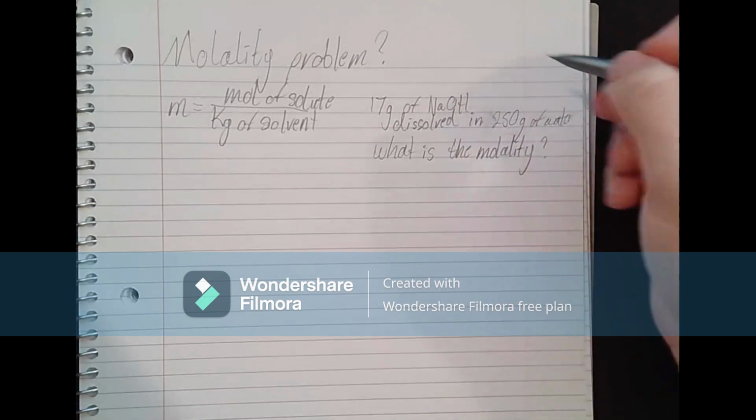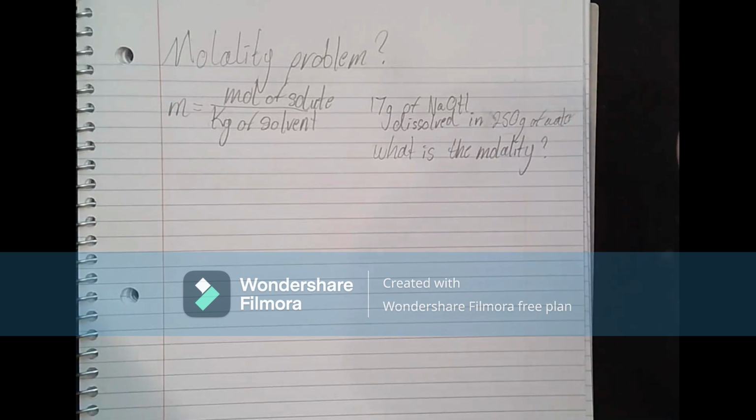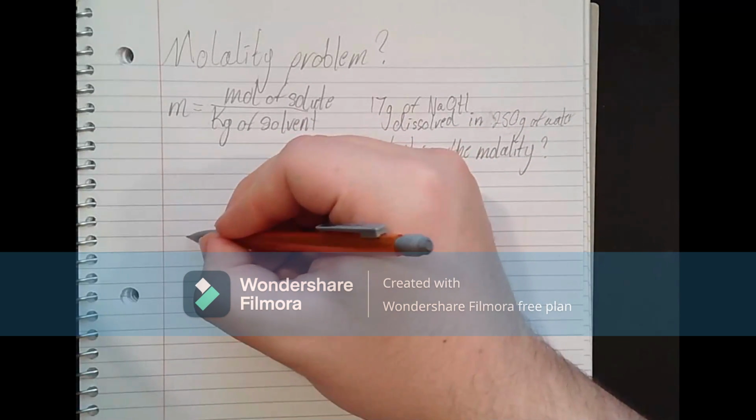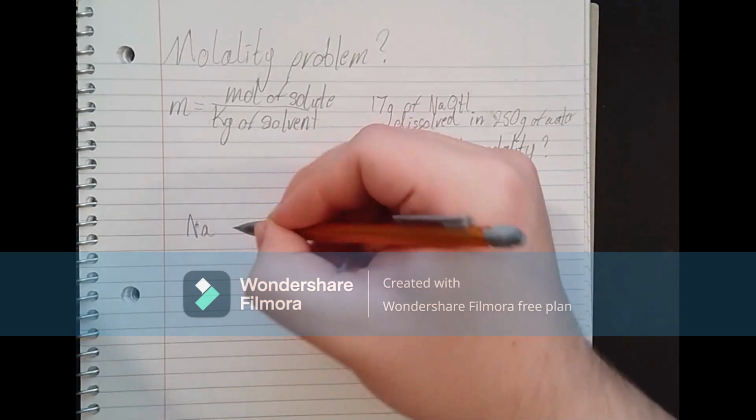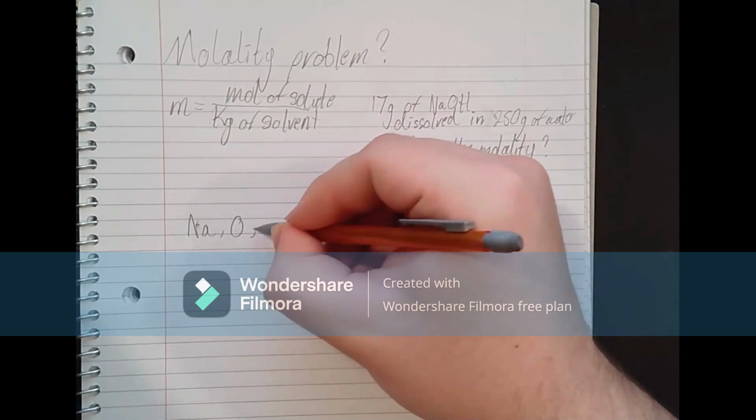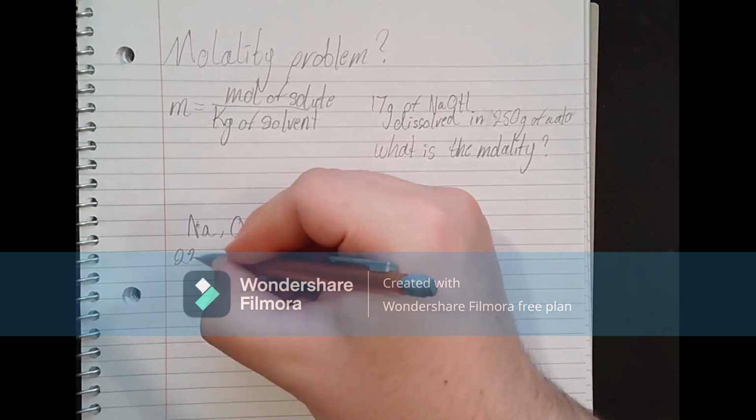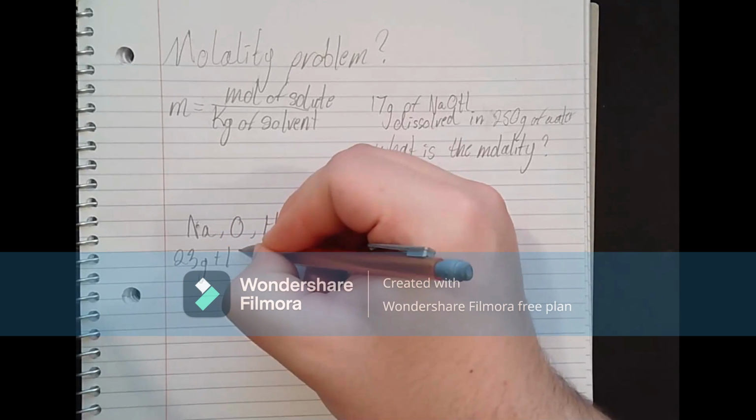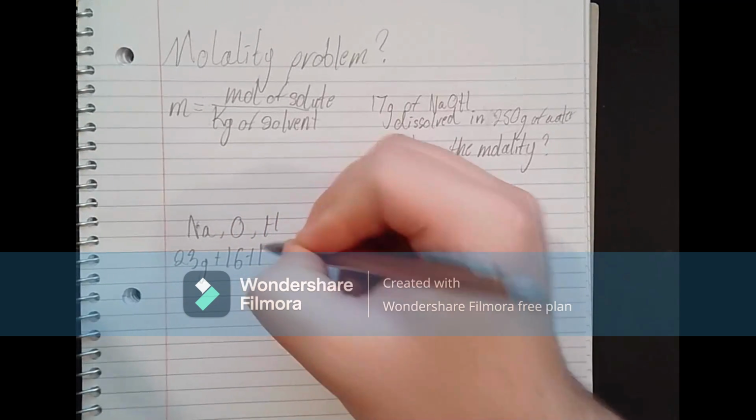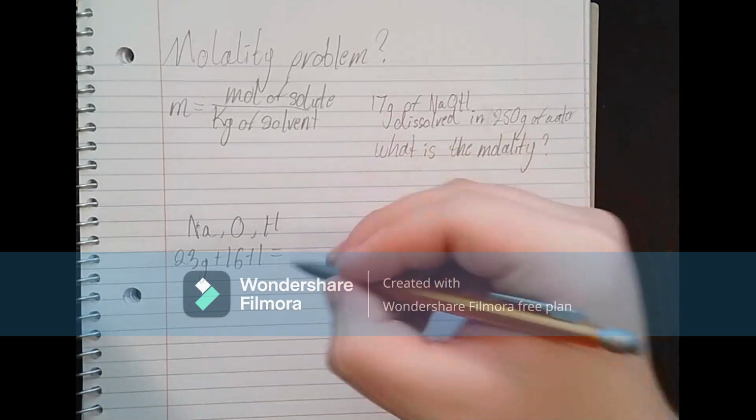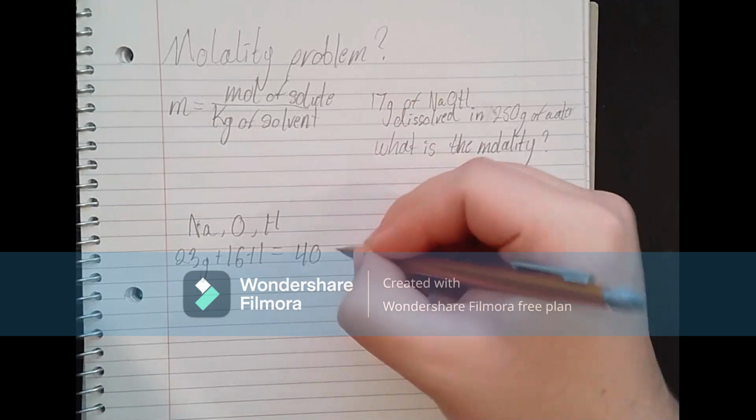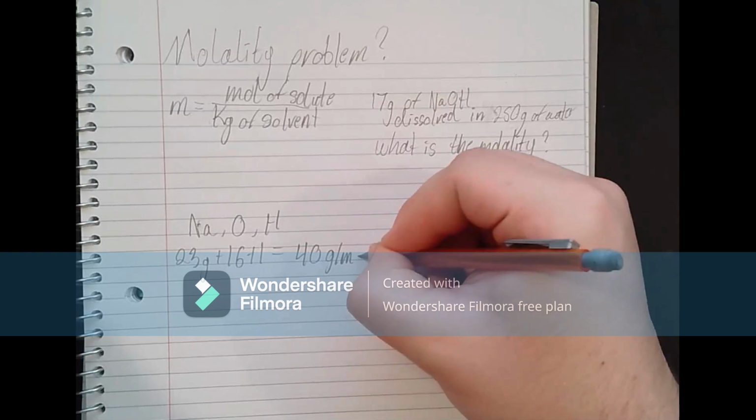First, we're going to find the molar mass of sodium hydroxide real quick. Taking the sodium, the oxygen, and the hydrogen, by adding them all together, about 23, 16, and 1, we'll get a 40 gram per mole molar mass.